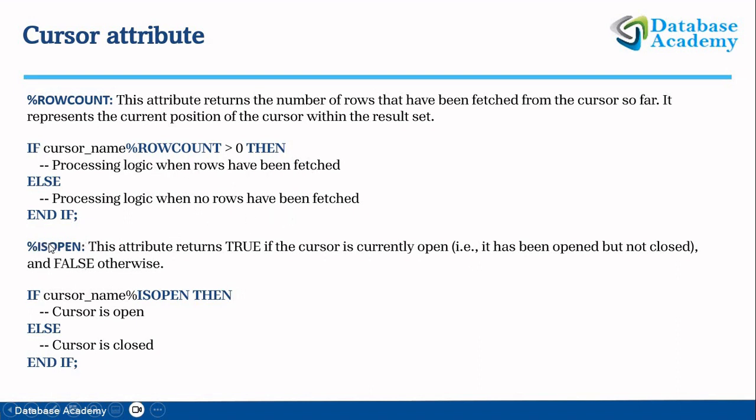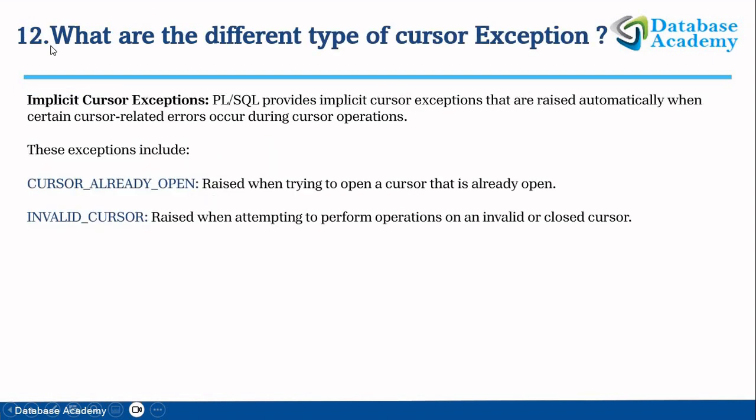Next attribute is %ISOPEN. This attribute returns true if the cursor is already open. So if we are trying to open a cursor which is already open, before opening any cursor, we can use this attribute to know whether the cursor is already open and being used. Okay, so this is how we can avoid some exceptions. This is another scenario where you can mention cursor%ISOPEN, then cursor is open, and otherwise cursor is closed.